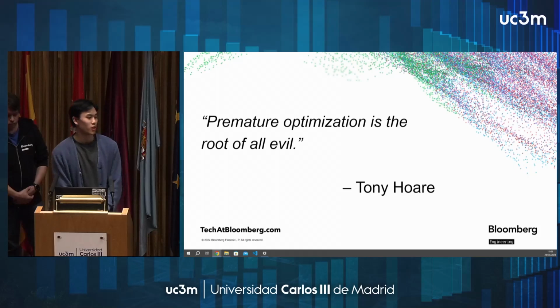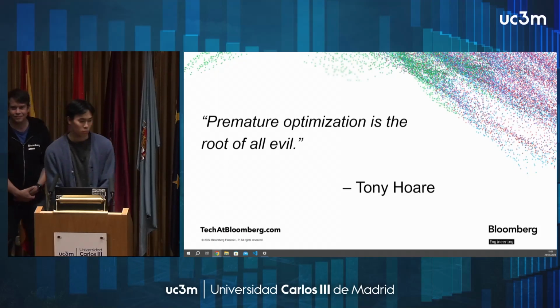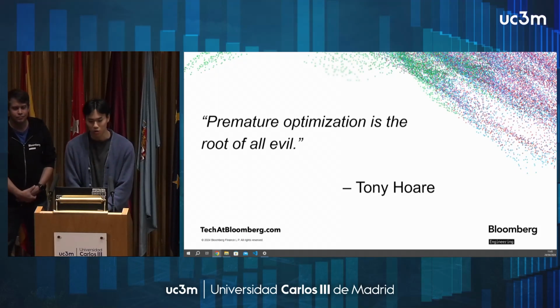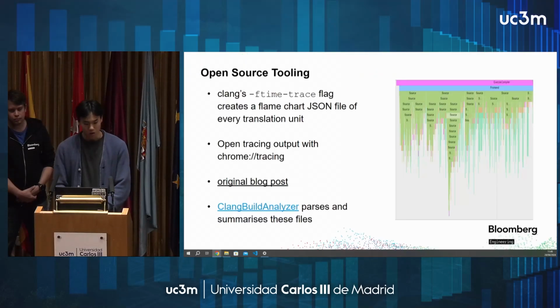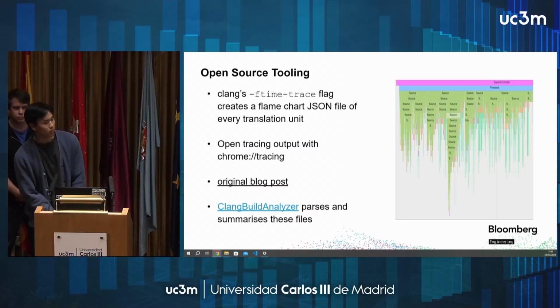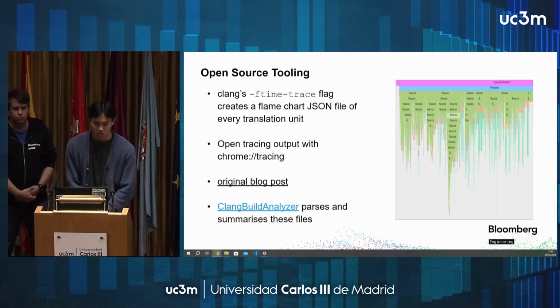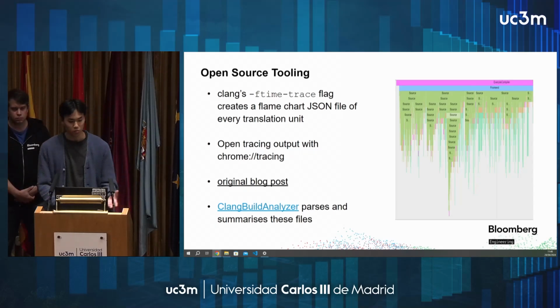And similar to what the previous talk mentioned, premature optimization is the root of all evil. So we first had to profile, identify issues, see if there are any low-hanging fruit we could address, and just figure out where the bottlenecks are. And how we did that was through available open source tooling, Clang's -ftime-trace flag. It actually creates a flame chart JSON file of every translation unit. So this can provide a lot of visibility into headers you may not realize are actually taking a significant amount of time to compile. You can open the tracing output with Chrome tracing.